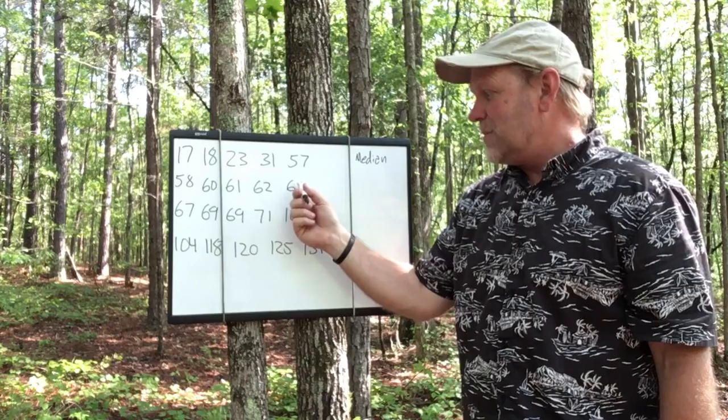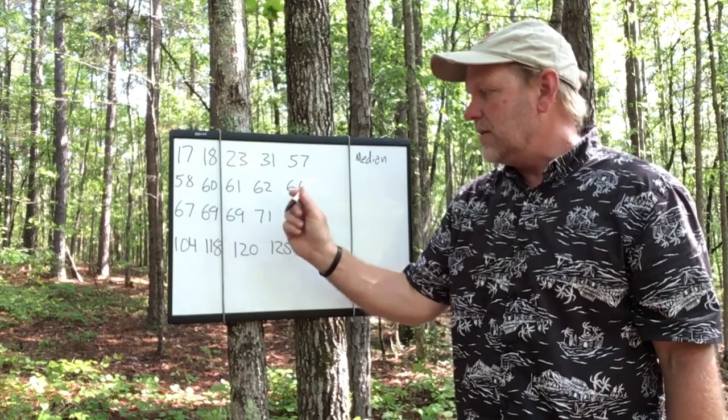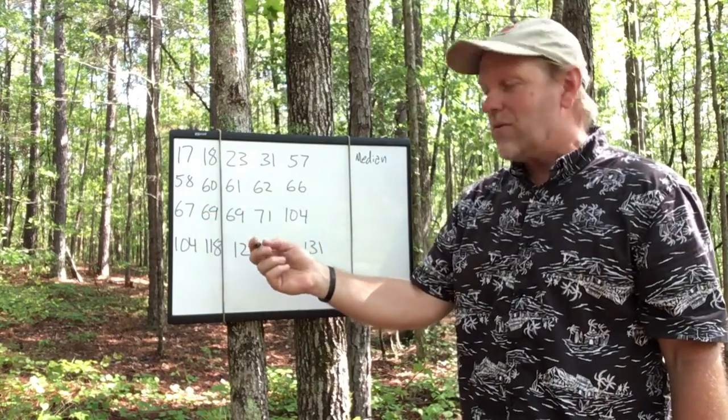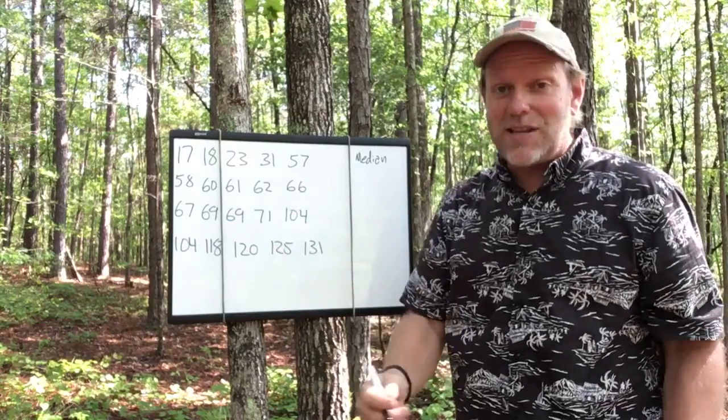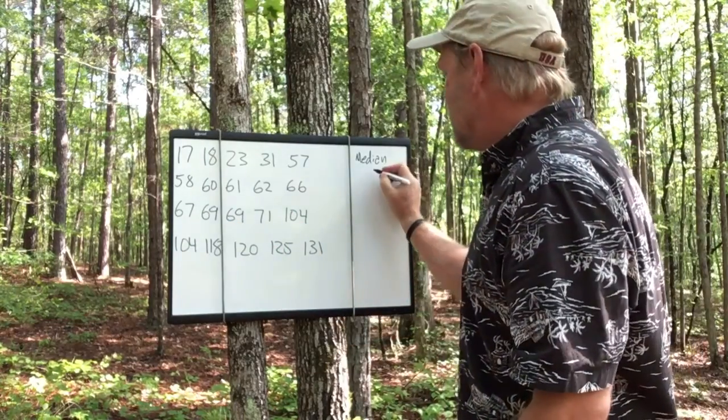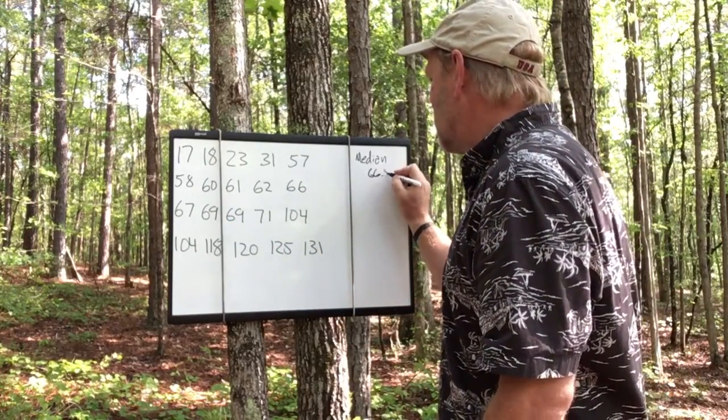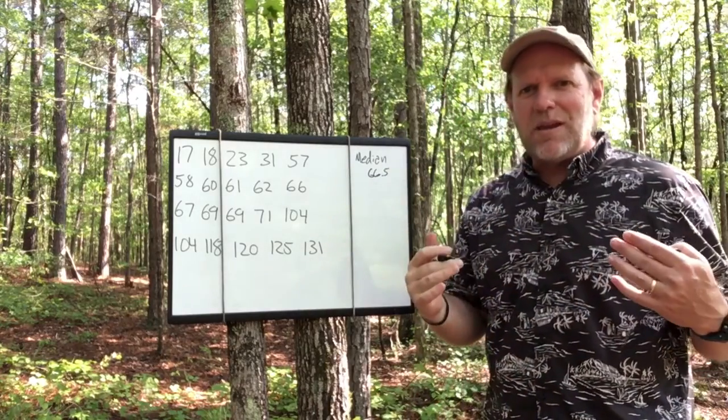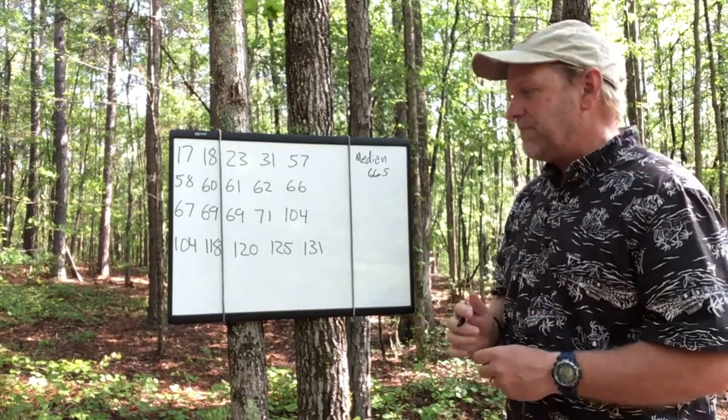So all I do is I simply add those two numbers together, divide them by 2, and get the average. In this case, it's 66 and 67. Makes it easy. My median is 66.5. That's my median. Really easy to figure out.